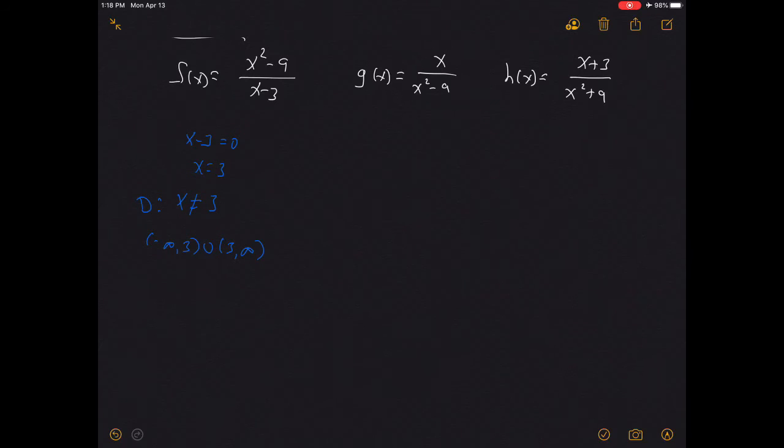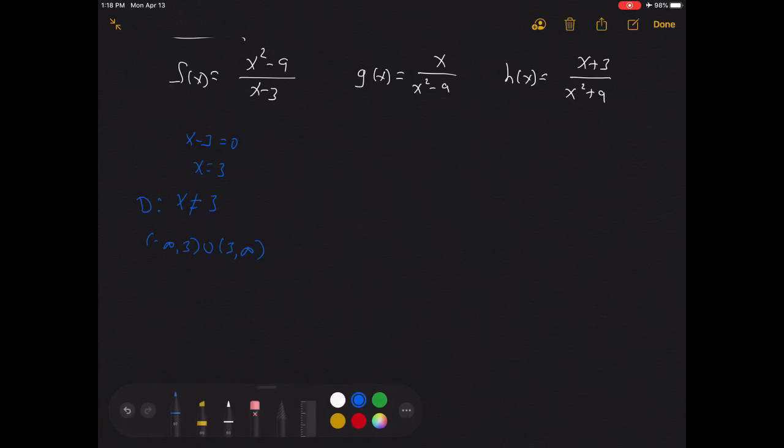Okay, let's take a look at the second one. Now the second one's a little bit different in the fact that we have to do some work up front. G of x has a denominator which needs to be factored first. X squared minus 9 is the difference of perfect squares, and it factors. So we're going to rewrite this as x over x minus 3, x plus 3.